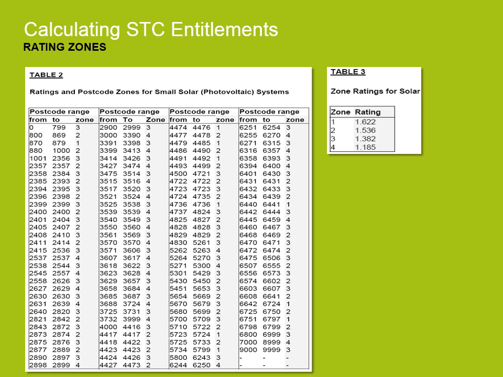For example, if your client lives in Sydney City with a postcode of 2000, Table 2 states that postcodes between 1001 and 2356 correspond to Zone 3. And Table 3 tells us that Zone 3 has a rating of 1.382. So we know now that the zone rating for a Sydney City resident is 1.382.